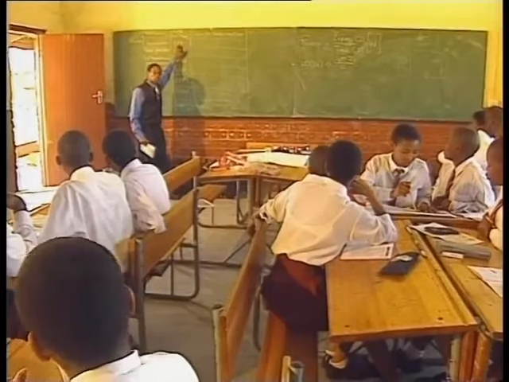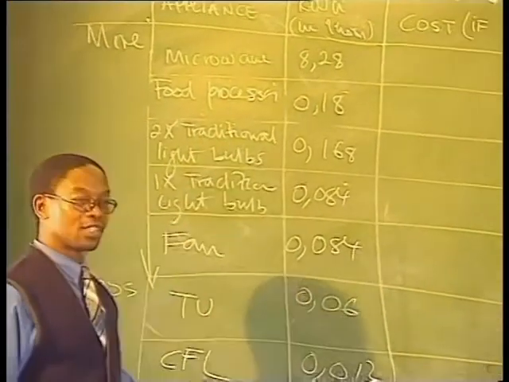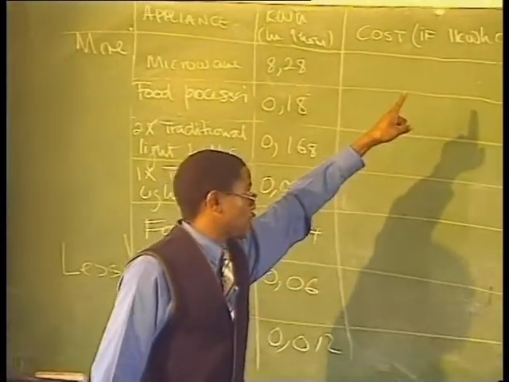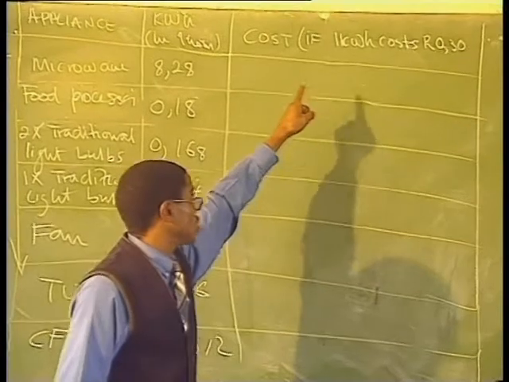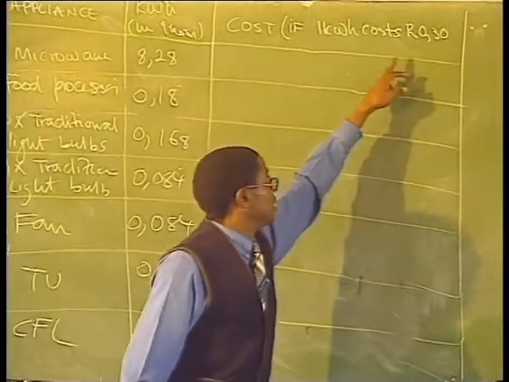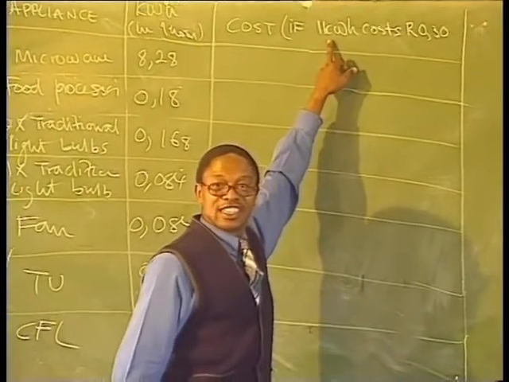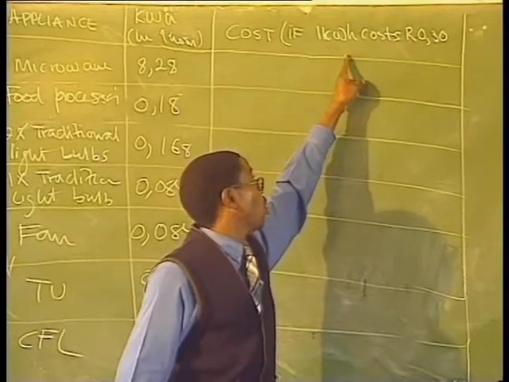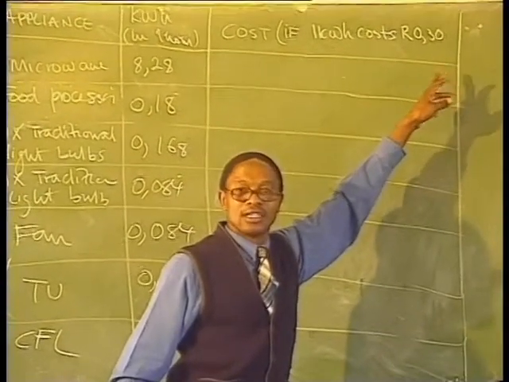I want you to calculate how much you will pay in using each one of those in an hour if Eskom sells electricity at 30 cents a unit. The unit is a kilowatt hour. If 1 kilowatt hour costs 30 cents.